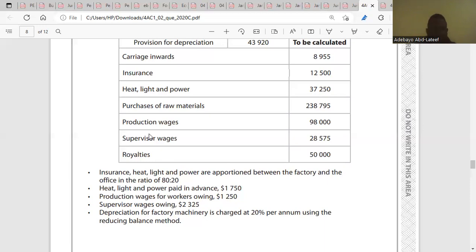We have 12,500 multiplied by 80, that's 1 million. So 1 million divided by 100 is 10,000. So that's how our insurance is 10,000. So the value for insurance will be 10,000.